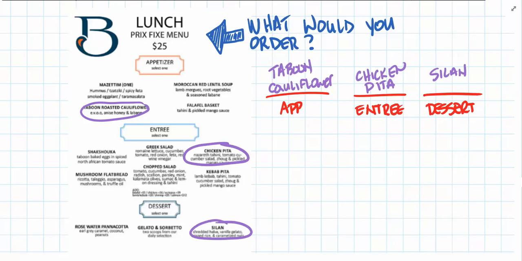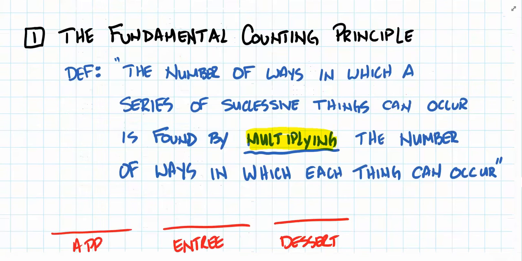And two, how many different meals can you make from this menu? That's what we're going to learn how to do today. We're going to learn how to count. So here is box number 1. It is entitled The Fundamental Counting Principle.